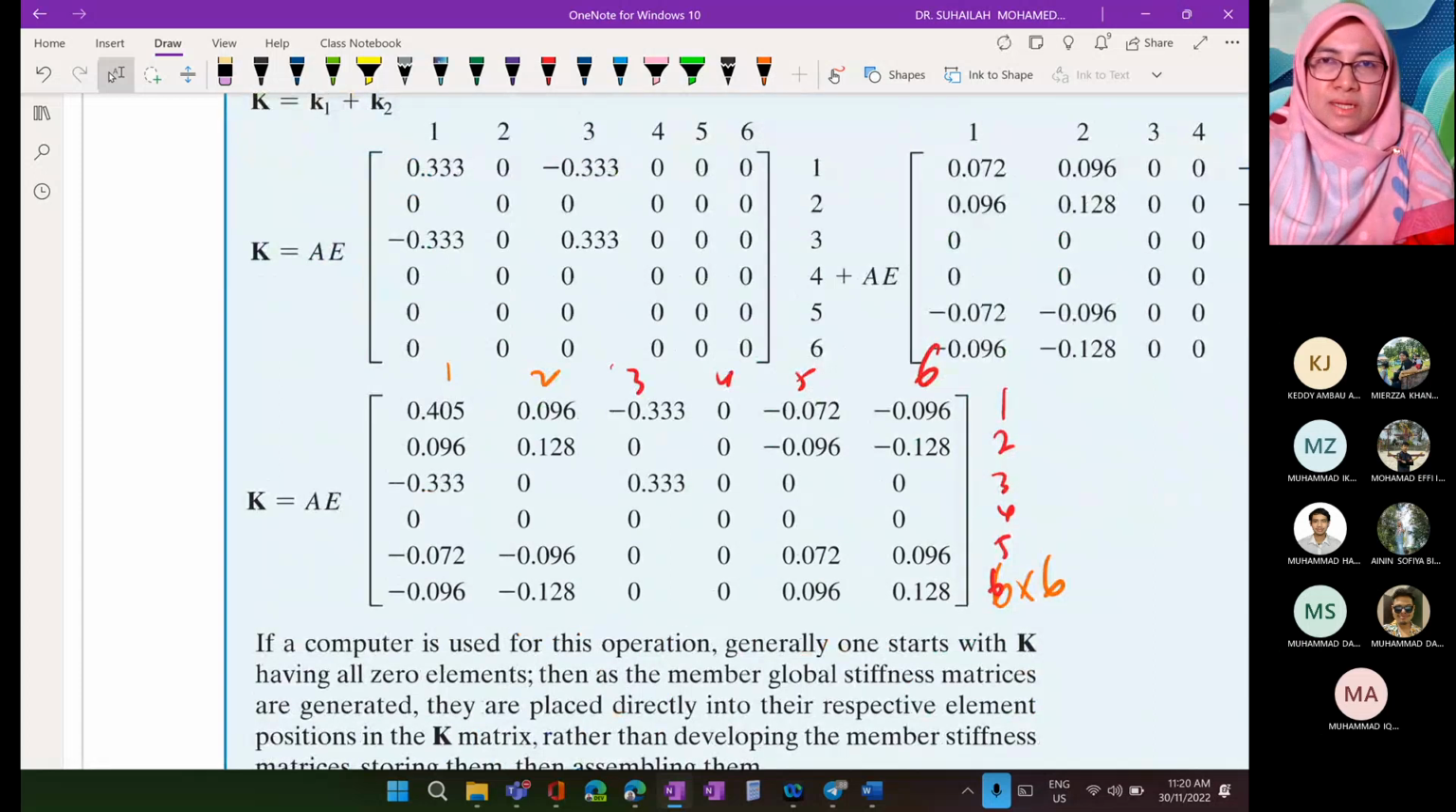Okay, so this is the structure stiffness matrix, and this is very, very important, because if you get the wrong structure stiffness matrix, you will get wrong displacement, wrong reaction, wrong member forces. Okay, this is very important.